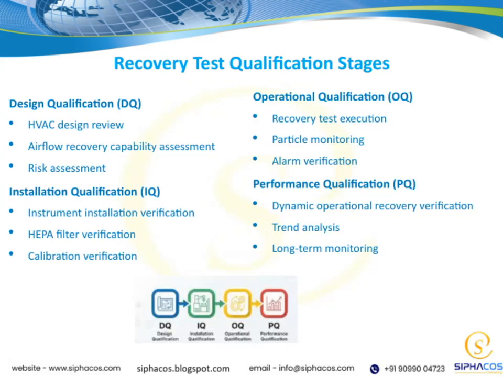Now, let's walk through the key stages of recovery test qualification. We start with design qualification, where we review the HVAC design, assess airflow recovery capabilities, and evaluate risks. Then comes installation qualification, which focuses on verifying instrument installation, HEPA filters, and calibration. Operational qualification follows, involving recovery test execution, particle monitoring, and alarm checks. Finally, performance qualification ensures dynamic operational recovery, trend analysis, and long-term monitoring. Each stage builds on the last, making sure the system performs reliably under real conditions.